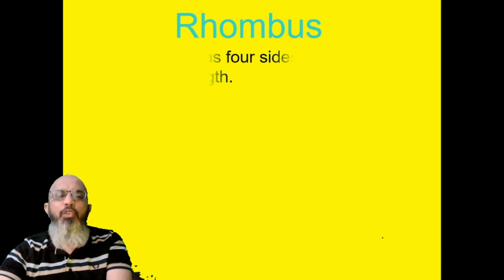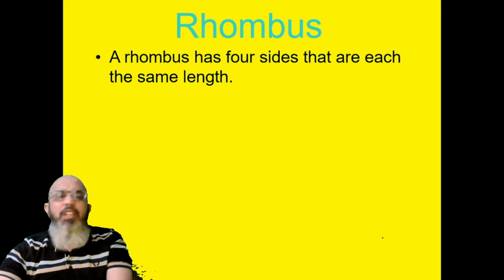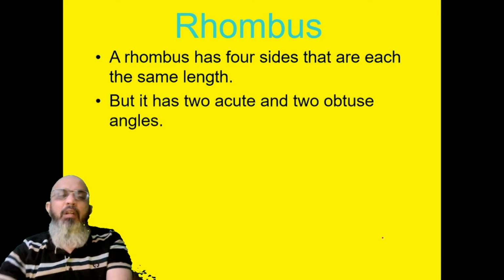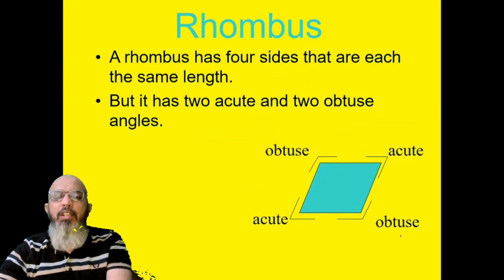Now, what is a rhombus? It is similar to a square. It has four sides that are each of the same length. So what is the difference between a rhombus and a square? A rhombus has two acute and two obtuse angles, but a square has four right angles, right? Do you know what an obtuse angle is? An obtuse angle is more than 90 and less than 180 degrees, and an acute angle is less than 90 degrees.